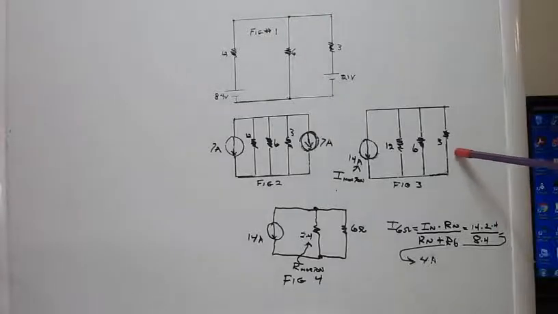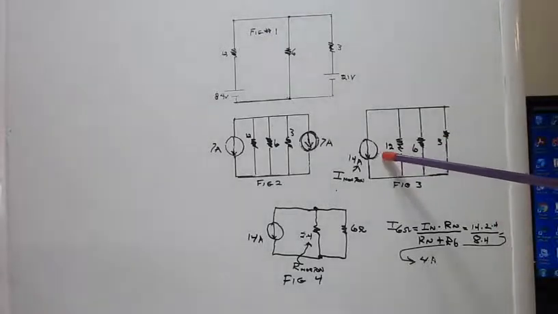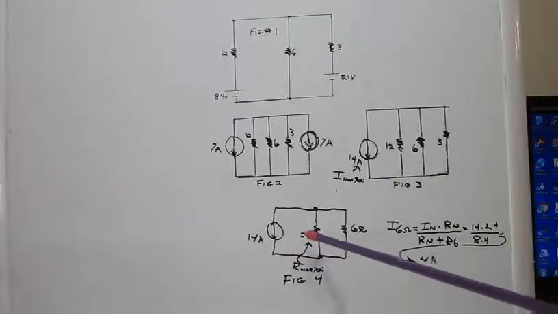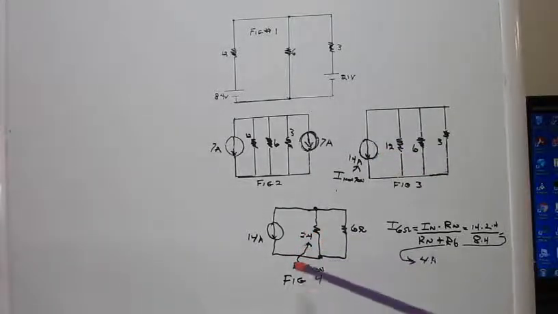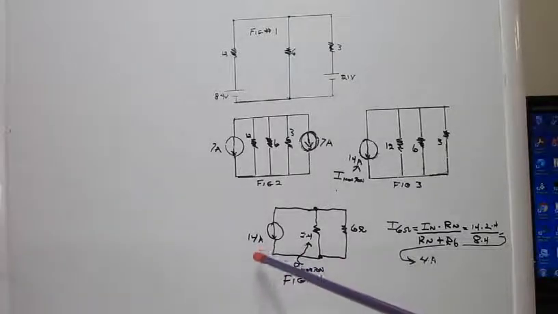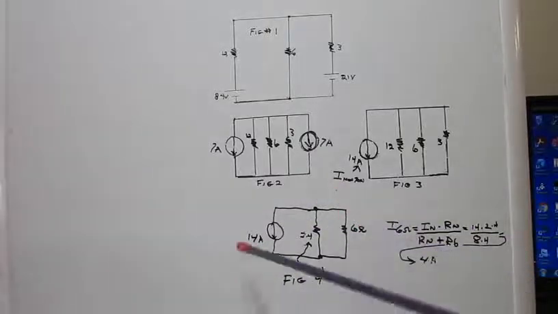So we do that here. We combine the 3 ohm and the 12 ohm, those two in parallel, which nets us a value of 2.4 ohms, as shown here. This is referred to as R Norton. Okay? Alright? The I Norton is 14 amps. So this is the equivalent broken down.